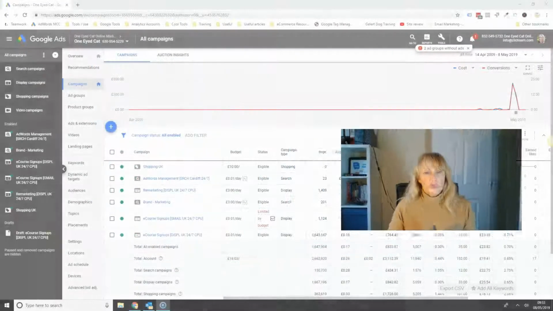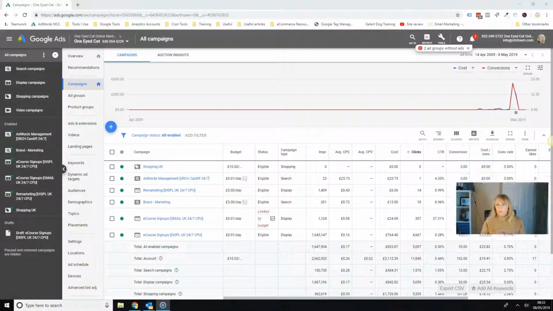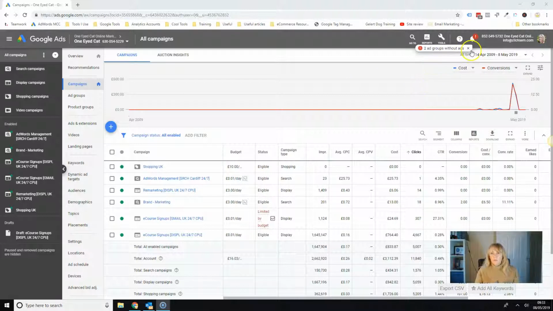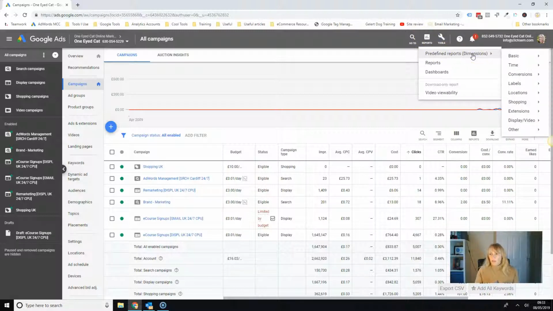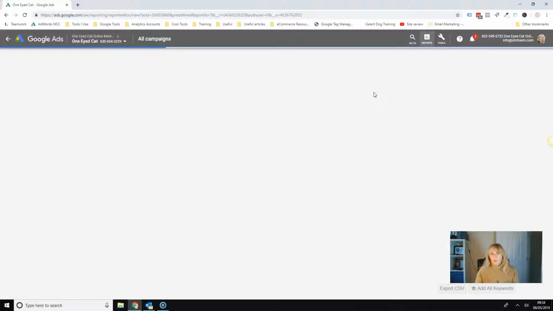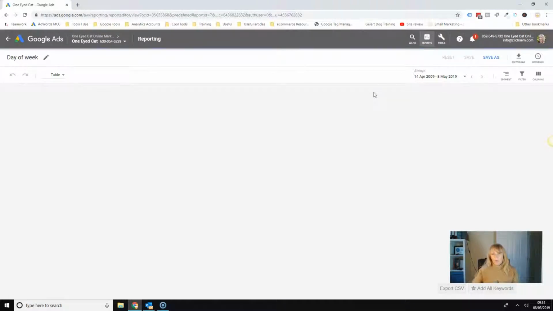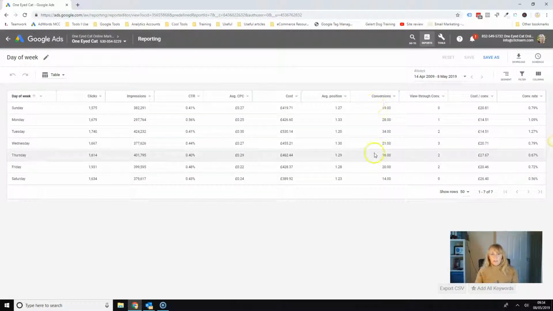So I'm just quickly going to go in and show you where you need to go so that you can see that information. Now again, this is my old account, so it's nothing running in here at the moment. Under the reports section, under predefined reports, if you go to time at the top here, there are a couple of options. You have day of the week and hour of the day. I would probably start off by looking at day of the week, and so you can see maybe if there are certain days where you need to, for the whole day, reduce or increase bids.